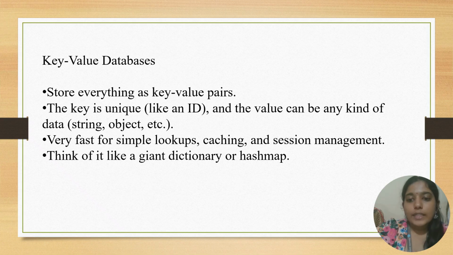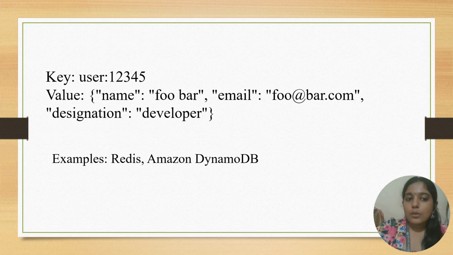Next one is key value database. So these store everything as key value pairs. So key is a unique ID and value can be any kind of data or the details of the key. So it is very fast for simple lookups and session management. Think of it like a Python dictionary or hash maps. So this is how a key value database looks like.